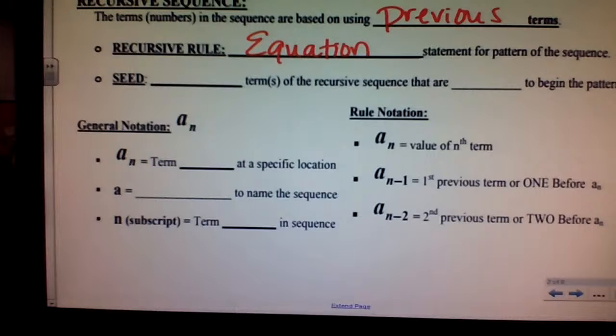And every sequence has what we call a seed. Your seed then is the starting terms.